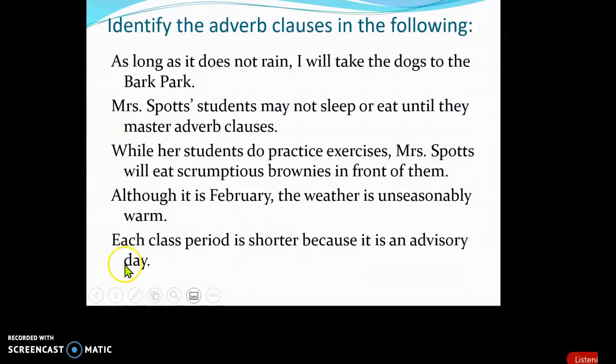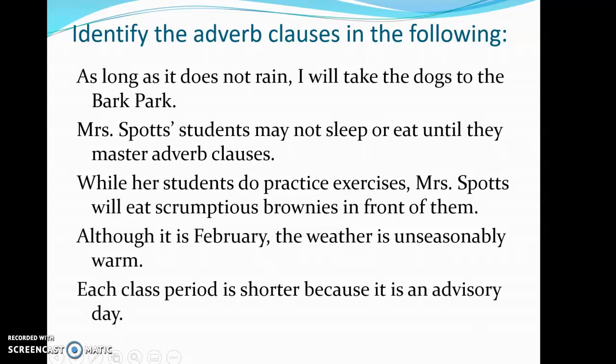Just going to look at a few more examples. See if you can identify the adverb clauses in the following. I'll read each one and then pause on the Edpuzzle. As long as it does not rain, I will take the dogs to the bark park. What's the adverb clause? Mrs. Potts' students may not sleep or eat until they master adverb clauses. What's the adverb clause?